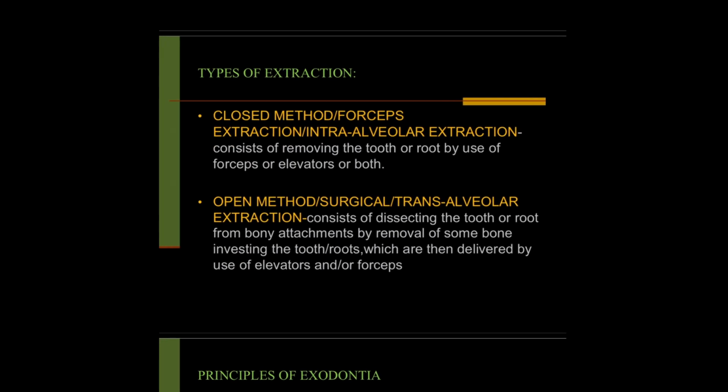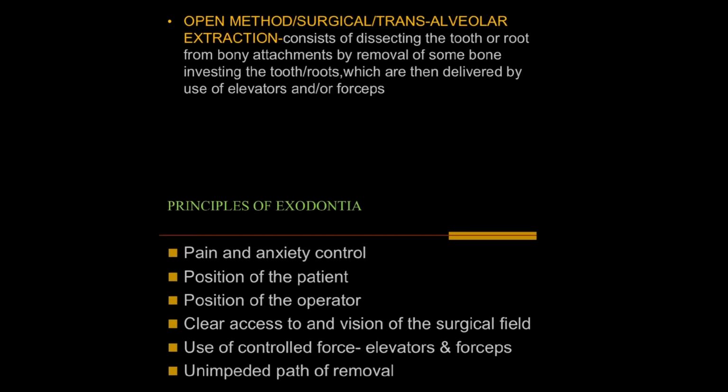Now comes types of extraction. See, one is surgical and one is simple. So we'll study first simple extraction, then surgical extraction. So what is simple extraction? In simple extraction, usually no incision is needed and no suture is needed. Whereas in case of surgical extraction, we need to give an incision, then we need to remove the bone. In that case also we have to give sutures.